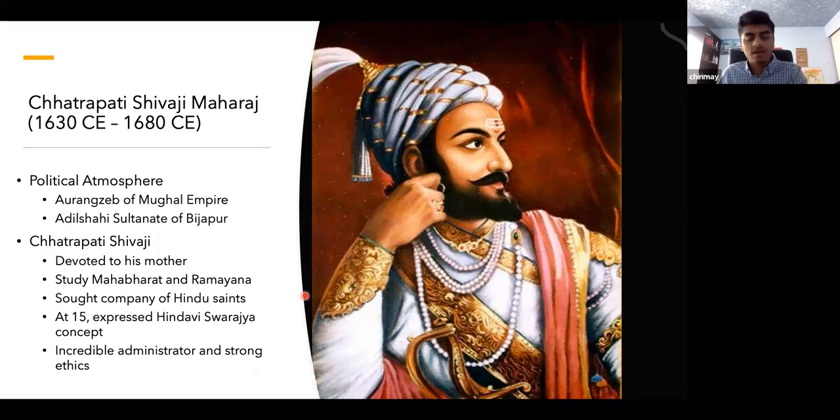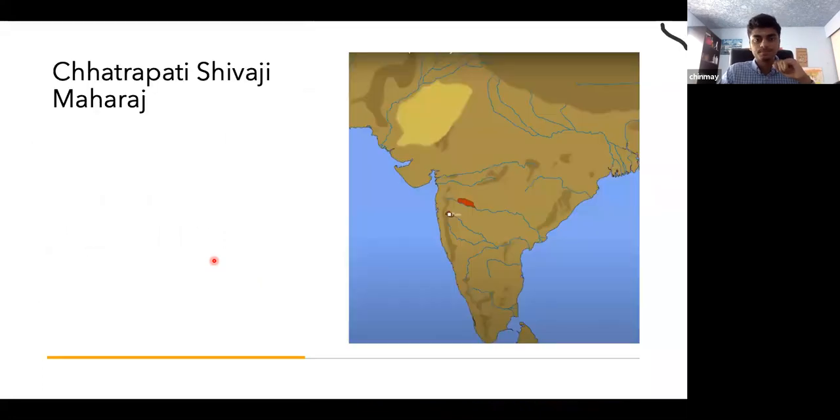He was noted by every source, by Mughal sources, Portuguese sources, Marathi sources, Hindu sources, Islamic sources, as an incredible administrator, and he had an incredible strong system of ethics, values, morals and principles that he refused to deviate from, which came from his religious youth, from being devoted to his mother, studying Hindu scriptures, wanting to be with Hindu saints. All these things shaped him as a person.